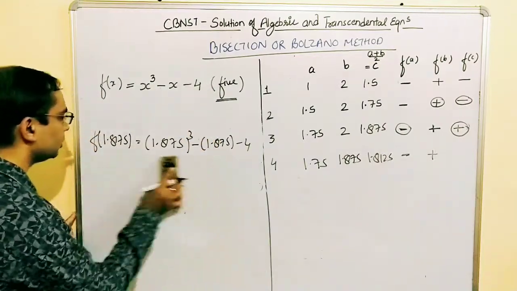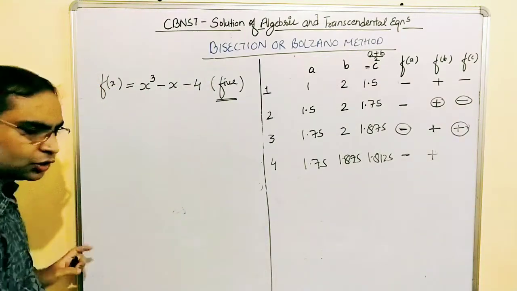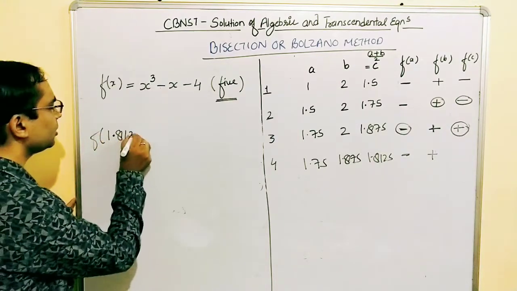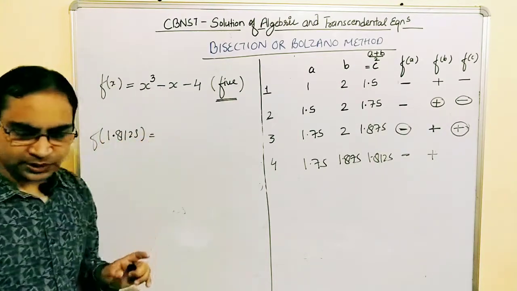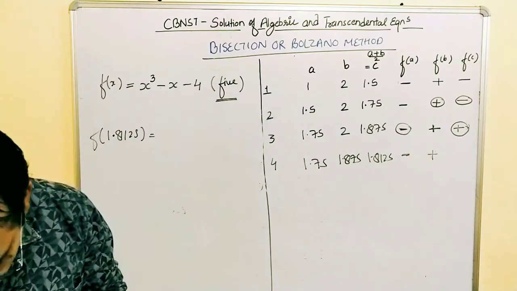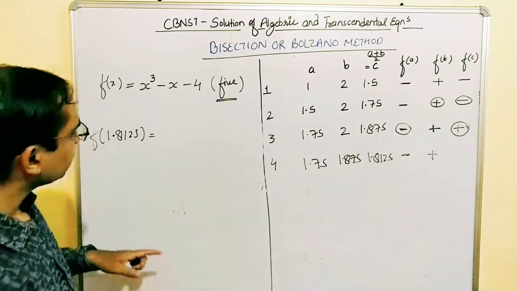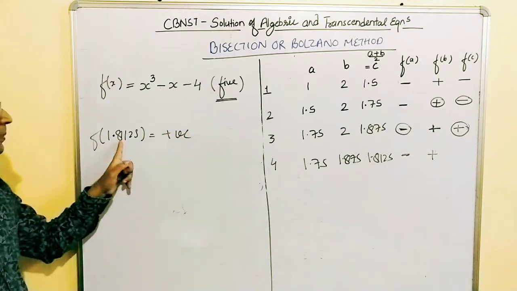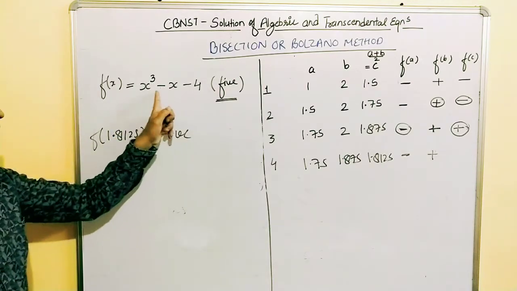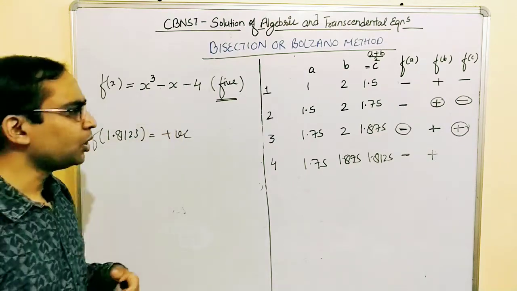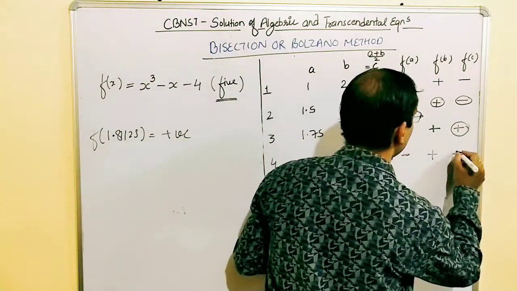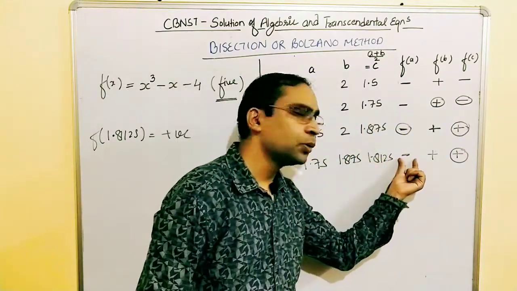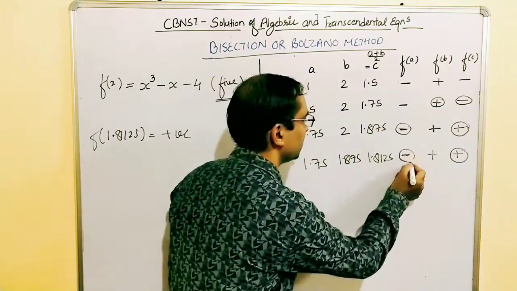So we need to find the function's value, that is f at 1.8125. Let me see whether this is positive or negative. The function's value here is positive, so we have a positive sign. We can use the scientific calculator to substitute the value for x. So the new value is again positive. We will select this, and from the older two we need to select the one with the opposite sign, that is the negative.